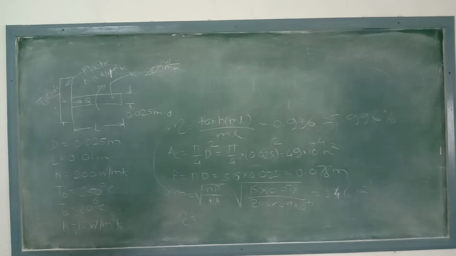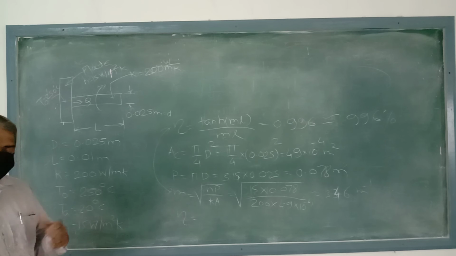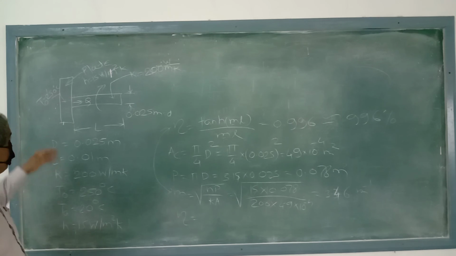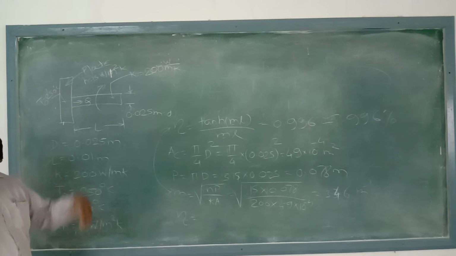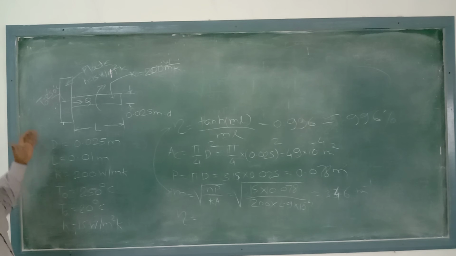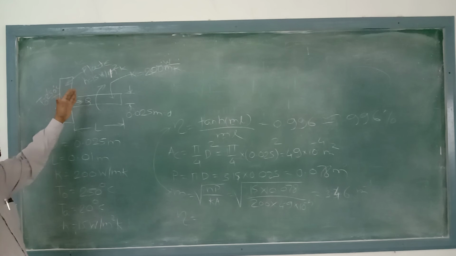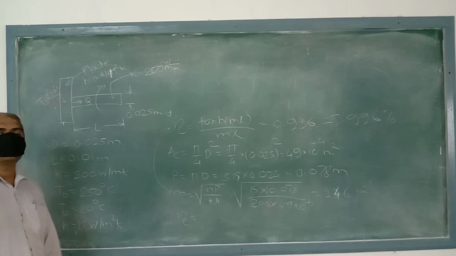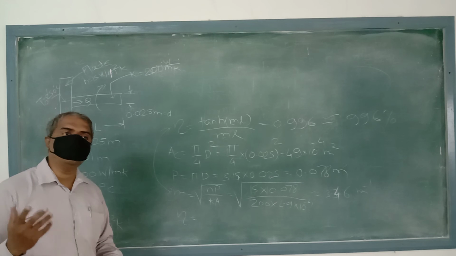First of all, we have to plot in diagrammatic manner the things they have mentioned. We have written the given data: diameter. They have given the diameter of the fin, they have given the length of the fin. Also they have mentioned the conductivity of this fin, the base temperature. Also they have given the value of h, the convective heat transfer coefficient. So we have written all these values also. They are asking us to find out the efficiency.